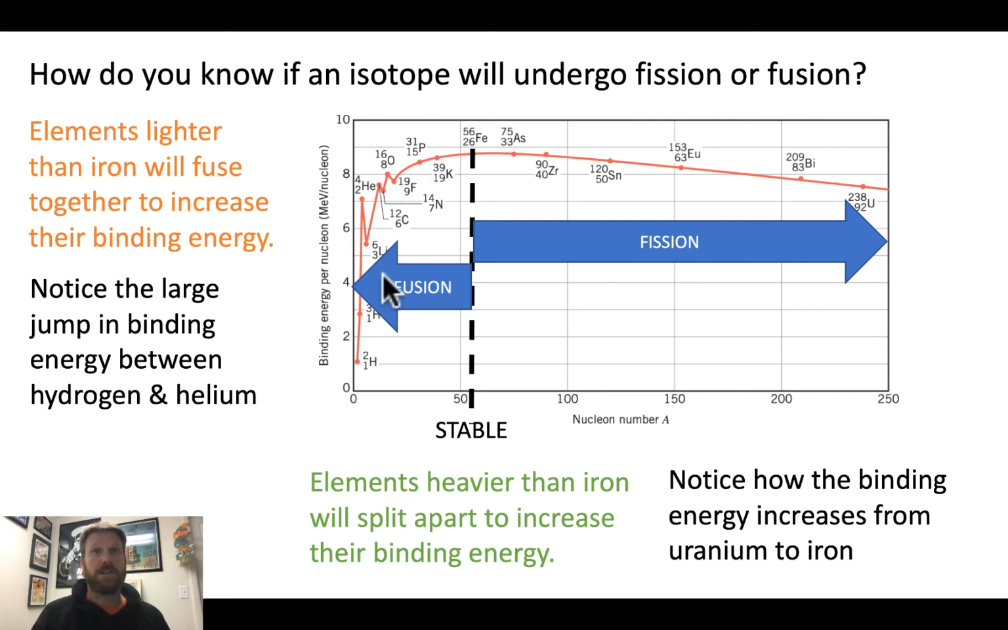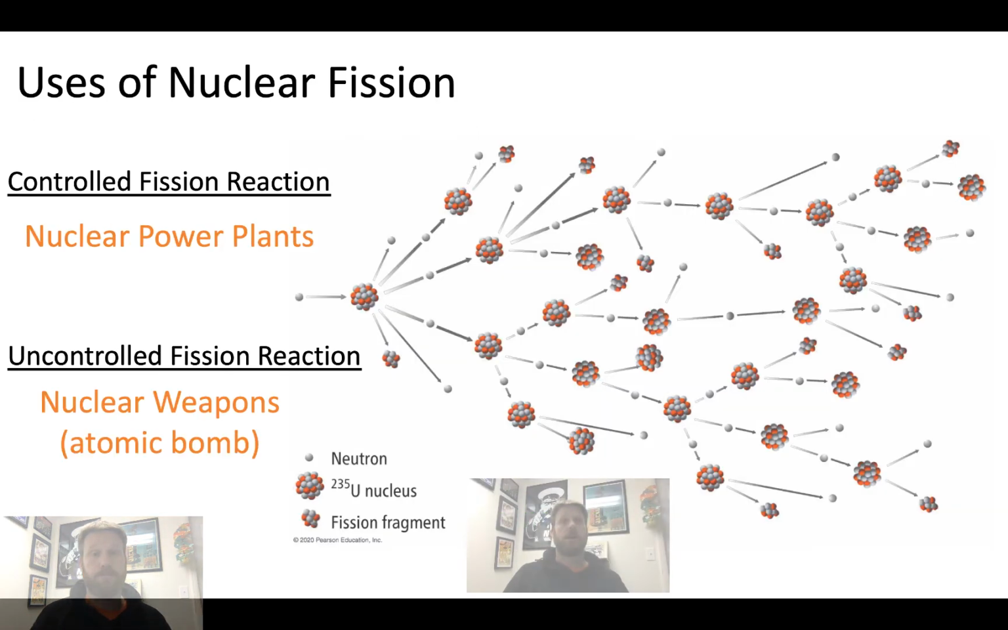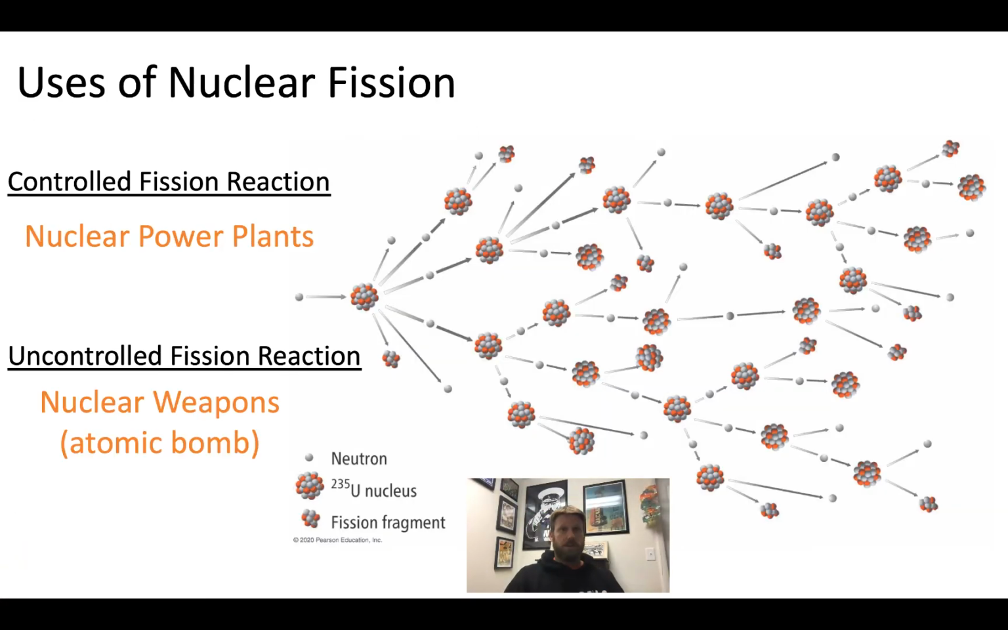Another thing to notice is that the change in nuclear stability or binding energy is much more drastic for lighter elements that fuse together than for heavier elements that split apart. Well, binding energy can also be defined as the energy that is released when nuclei fuse together or split apart. What that means is that the process of nuclear fusion is capable of releasing much more energy than the process of nuclear fission.